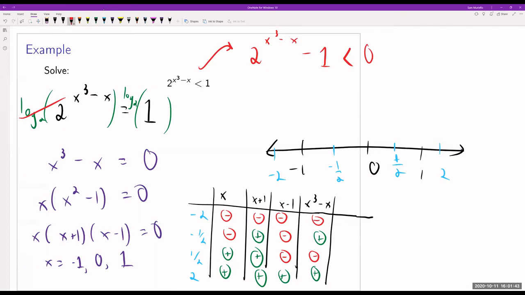We can put this on the number line. So we've got a negative here and here, a positive here and here. And we will obtain as our answer -infinity to -1 unioned with 0 to 1.